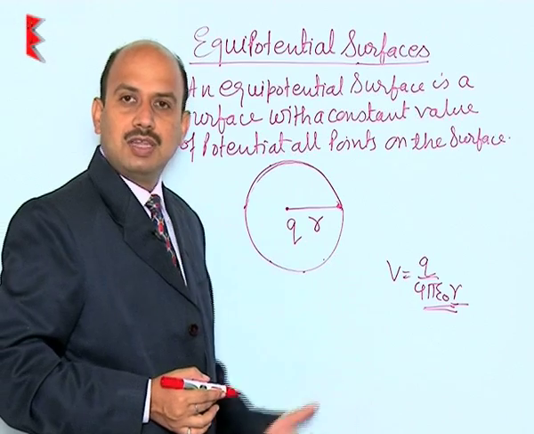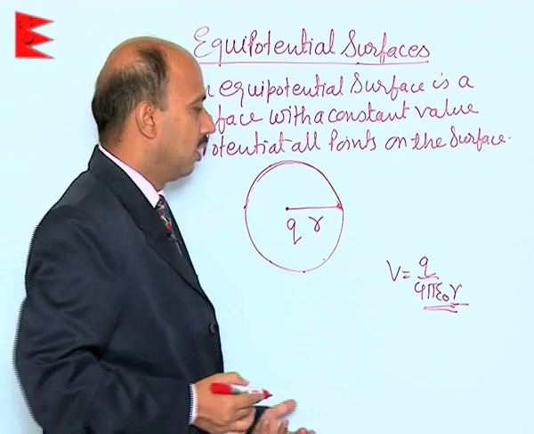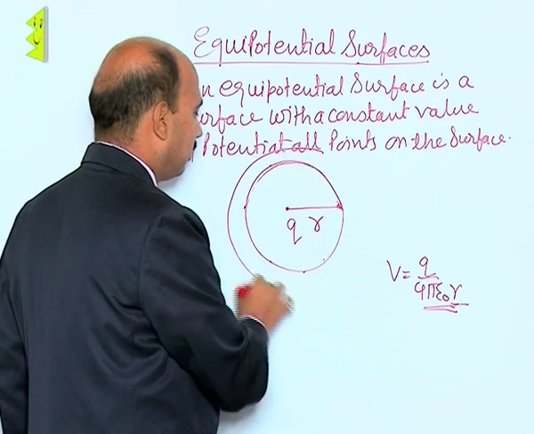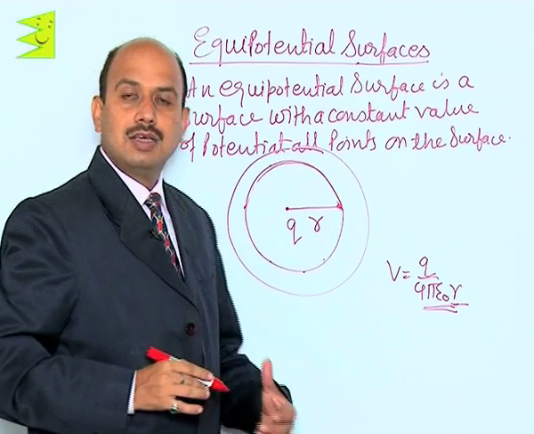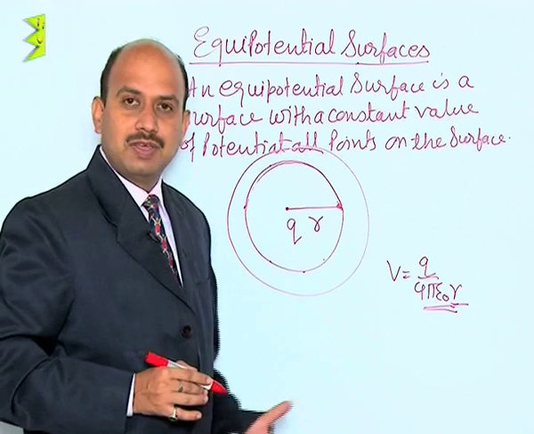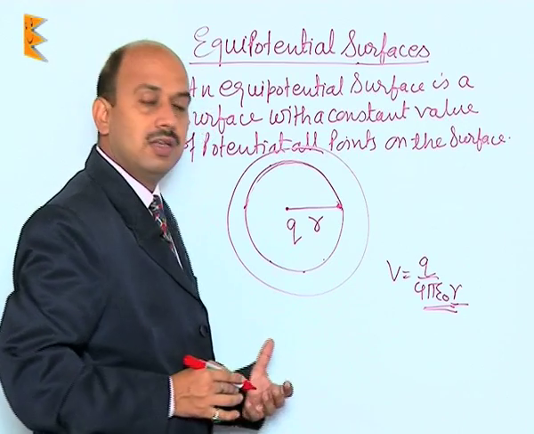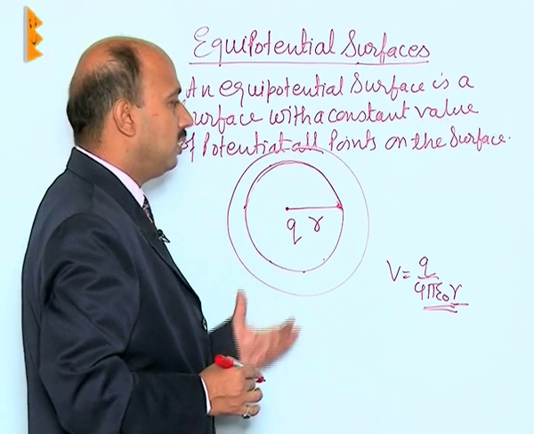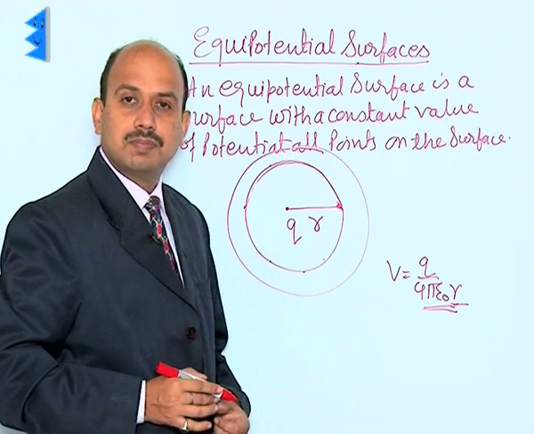But as the distance increases, potential reduces. So if you take this one, another we can take like this. So there are concentric spheres here, which are acting as equipotential surfaces. So equipotential surfaces for a point charge can be drawn in this way.